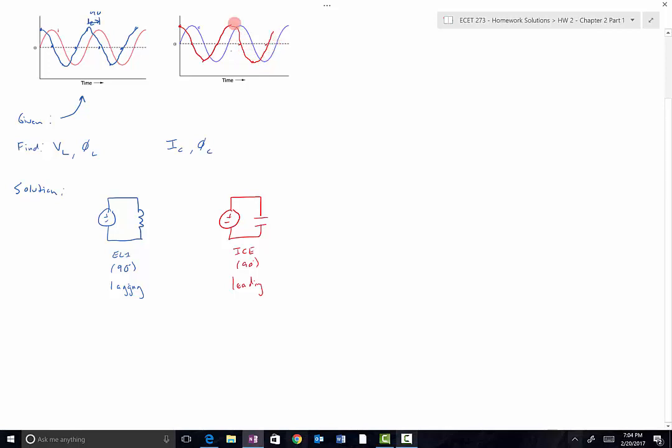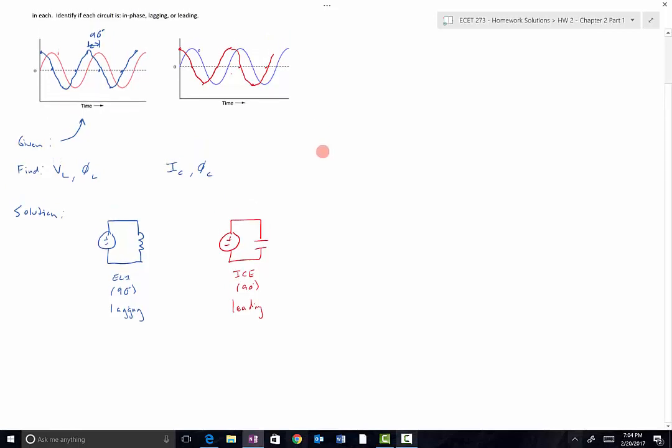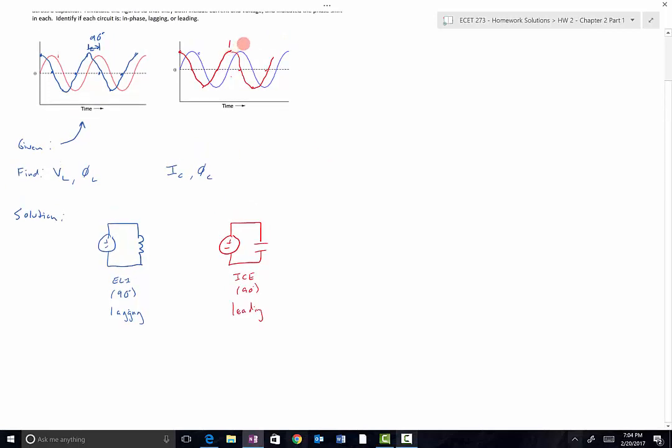Need to indicate that phase shift again. Sorry, I scrolled down a little prematurely there. So that distance between right there and right there is 90 degrees in a purely capacitive circuit in which the current leads the voltage.